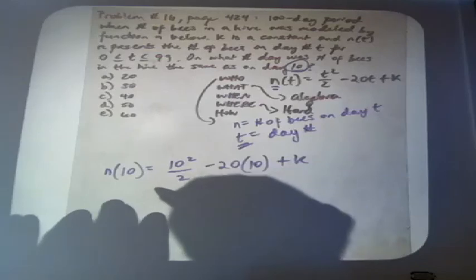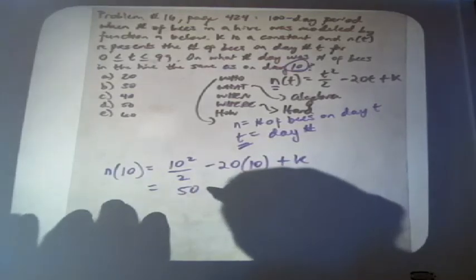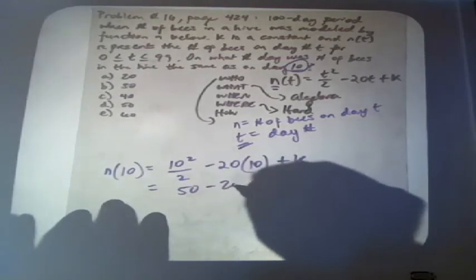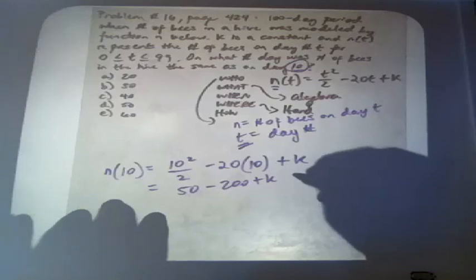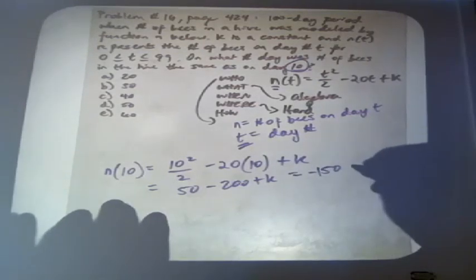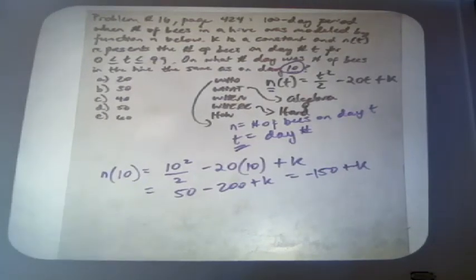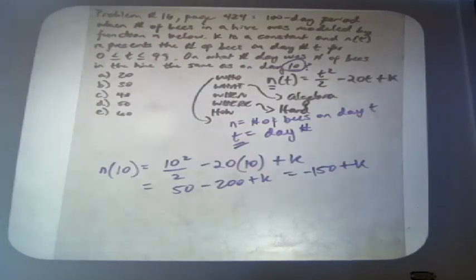Right? So if we do some simplification here, 10 squared is 100, over 2 is 50, and we're going to get 50 minus 20 times 10 is 200, and then plus our constant k. So if we do 50 minus 200, I believe we get negative 150, and then we still have that plus k, or that constant. All right, so we've done something here, but the question is, how are we going to use this? What's our next step?